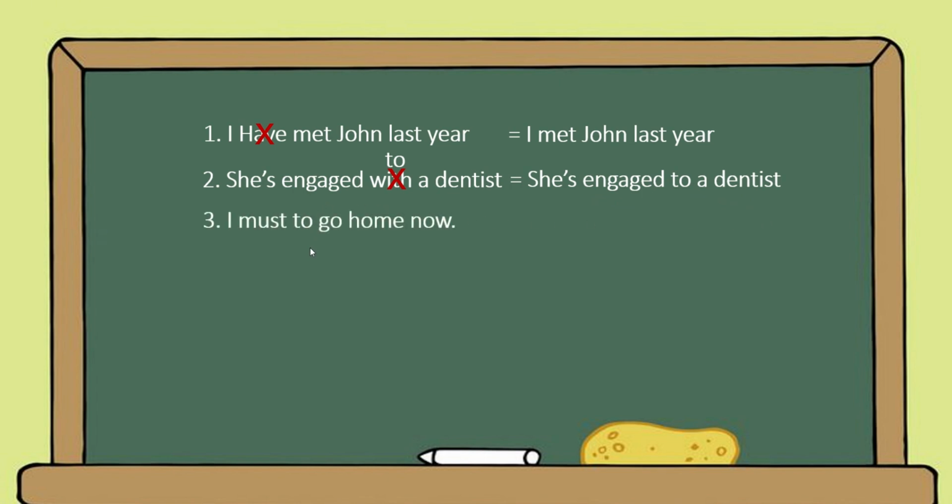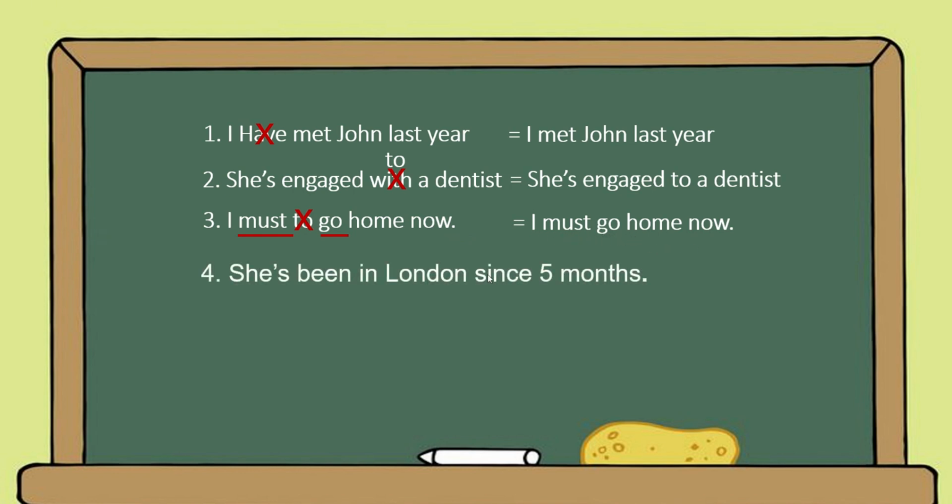Alright, next one. Number 3. I must to go home now. What's wrong there? Okay, so here the to is the error. We don't need it in the sentence I must to go home now, only I must go home now. Must is a modal verb just like should, could, can, and so on. So you should be saying I must go home now. With all these modals, if there is a verb that follows, then it should be used directly and not in the infinitive form. Alright? So that is the error here. The correct sentence should be I must go home now.